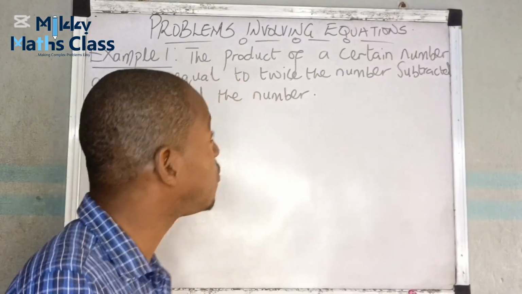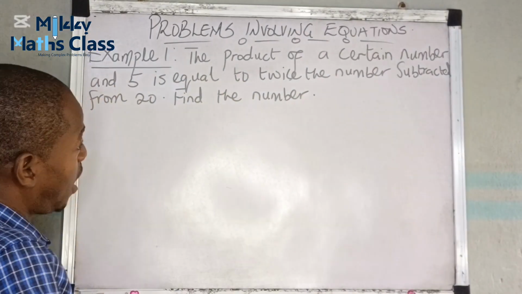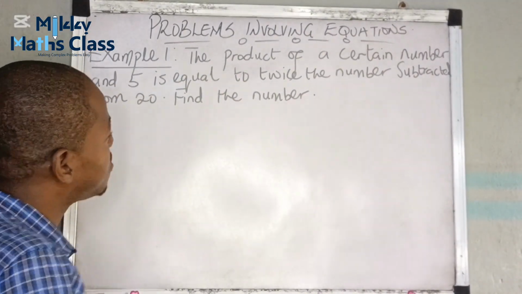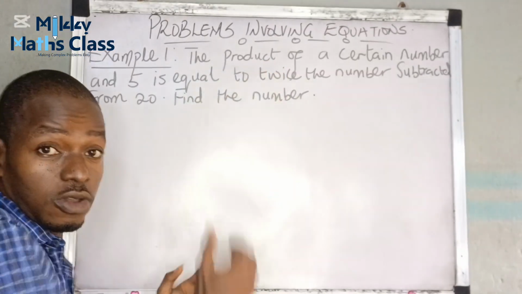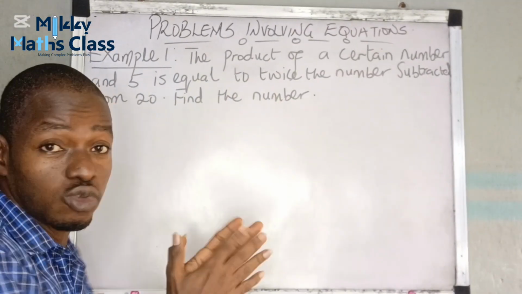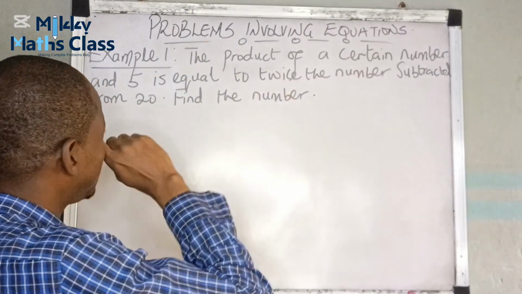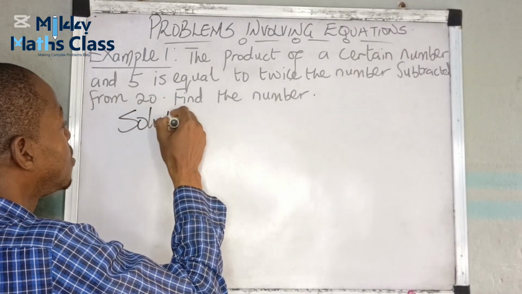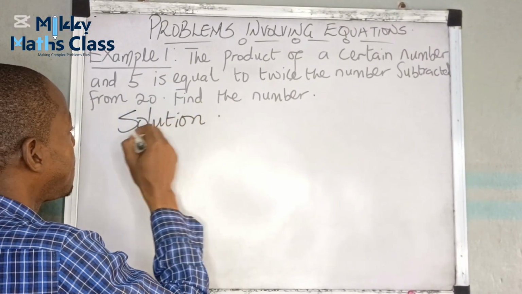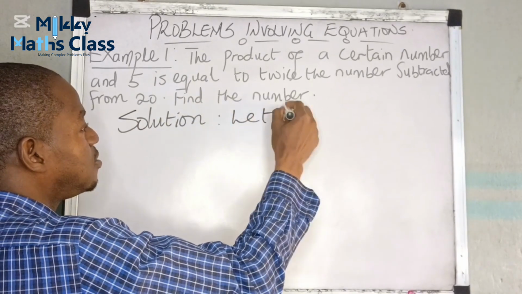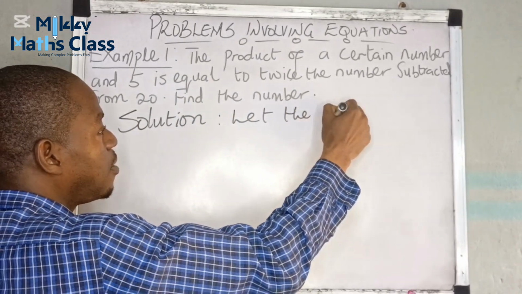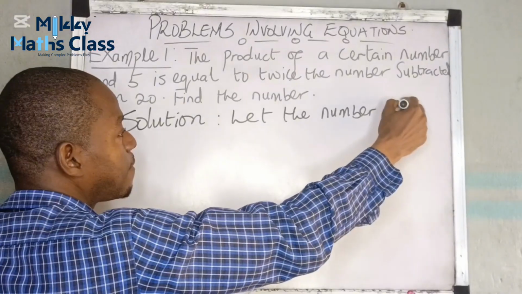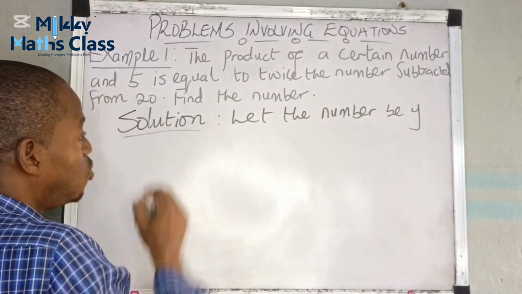Word problem involving equations. Now, let's look at this first example. It says the product, which means what you get when you multiply two things, of a certain number. So the first thing we say, let the number be y, because we don't know it, it's unknown.